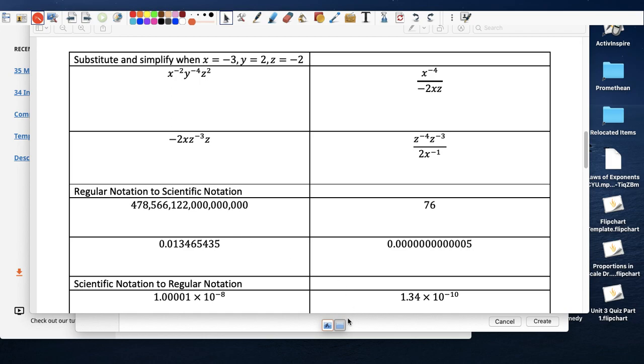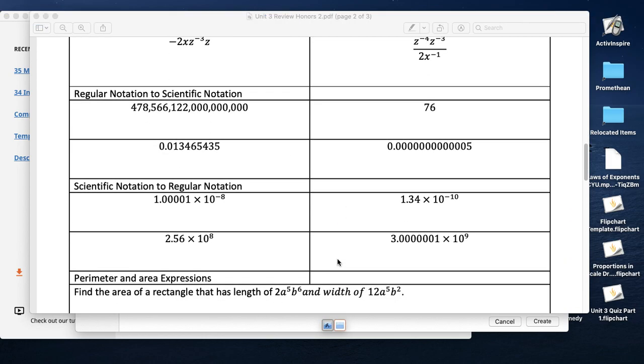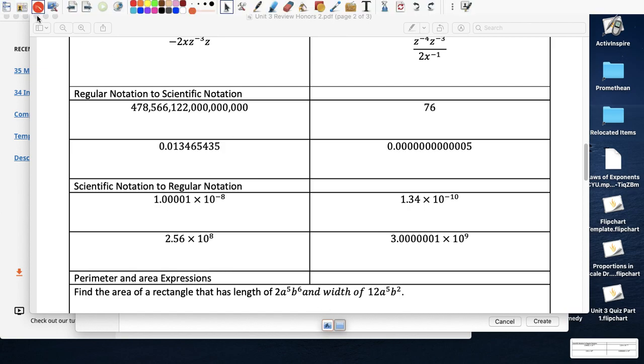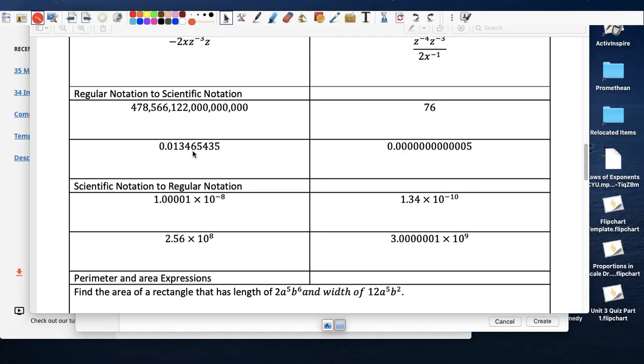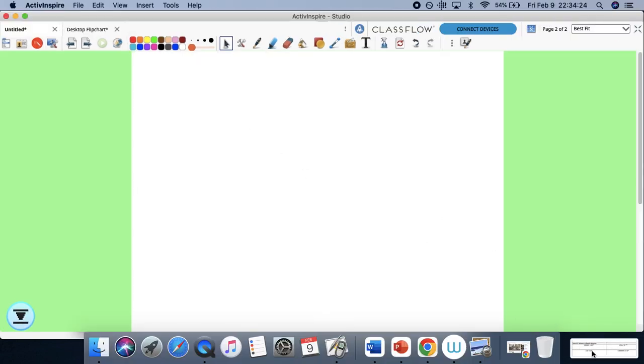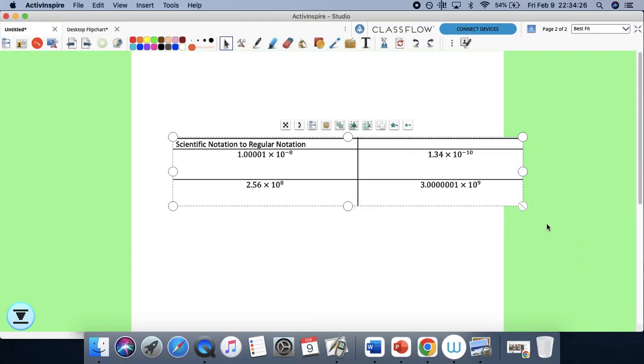Oh, now we're going the other way, from scientific to standard notation. All right. So now we're going to standard notation.